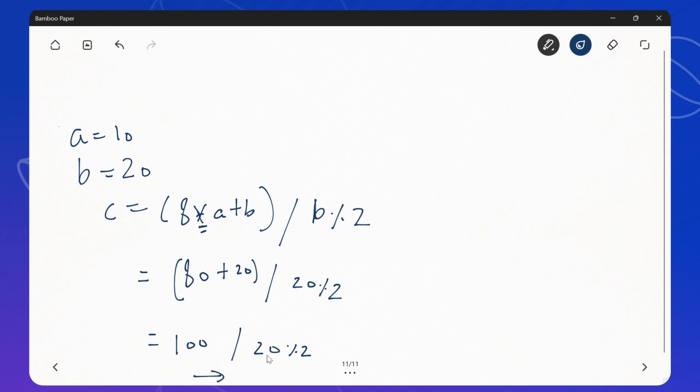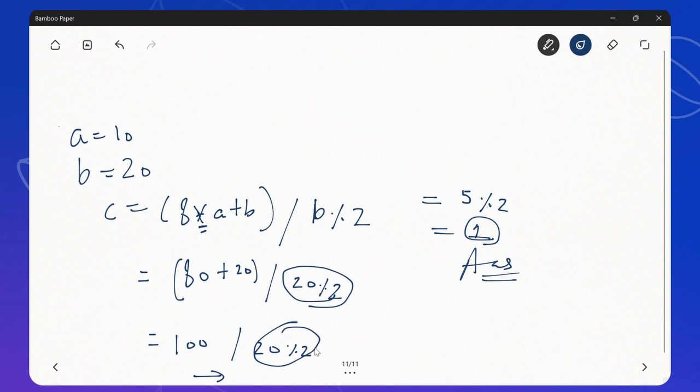So 100 divided by 20. 100 divided by 20 becomes 5, and integer divided by integer, the result is an integer. So it gives 5 mod 2. 5 mod 2, the remainder is 1. So the answer comes out to be 1. Many of you will make the mistake of solving the modulus operator first. You will solve this as 20 mod 2, and 20 mod 2 is 0, and you will say 100 divided by 0, which is a wrong answer, it will give infinity. Because of associativity, this division has to be solved before.